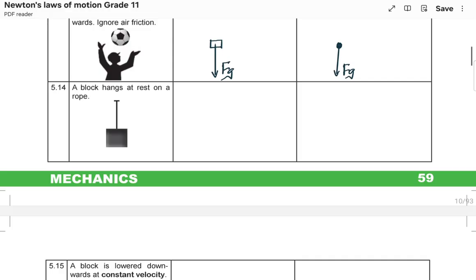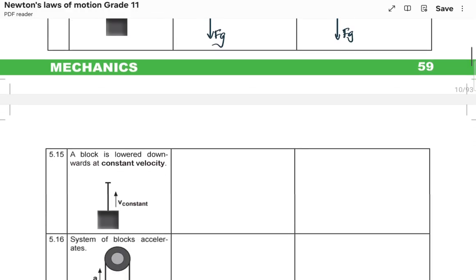A block hangs at rest on a rope. So the force diagram will be tension and the gravitational force. It's hanging there. So that will be Ft or T, and also the gravitational force. They must be equal and in opposite directions.